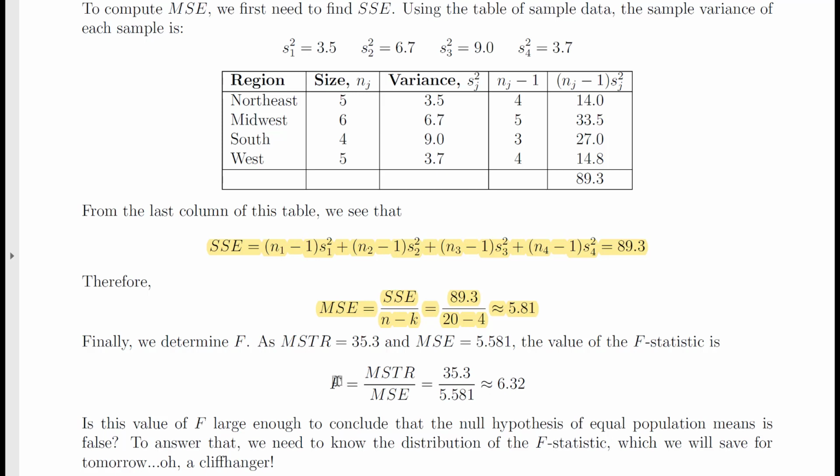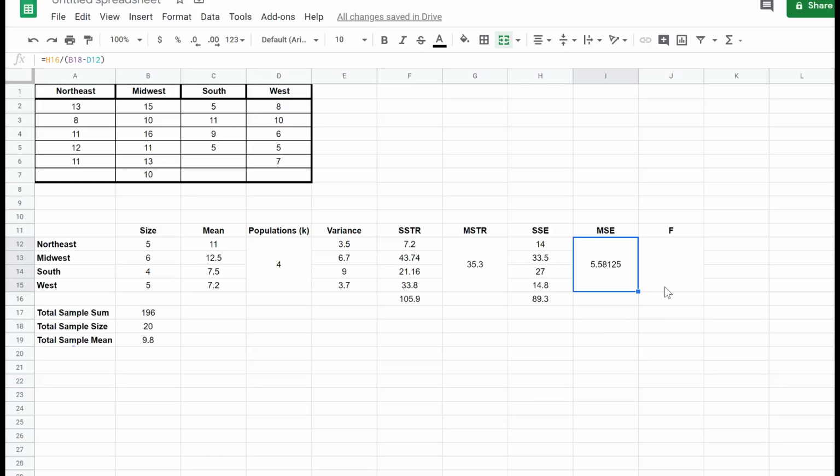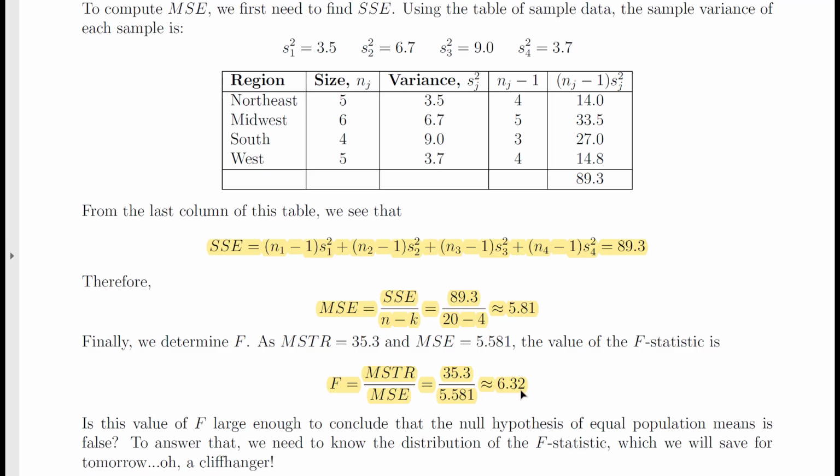What we're interested in now, though, is finding the value for F. And F is MSTR divided by MSE. Back to Google Sheets. So we get equals MSTR divided by MSE, 6.3247. That is exactly the same value that we have here, 6.32. So there's our value for our F statistic. And that is important in the hypothesis test. And we're going to see that, like I said, tomorrow.